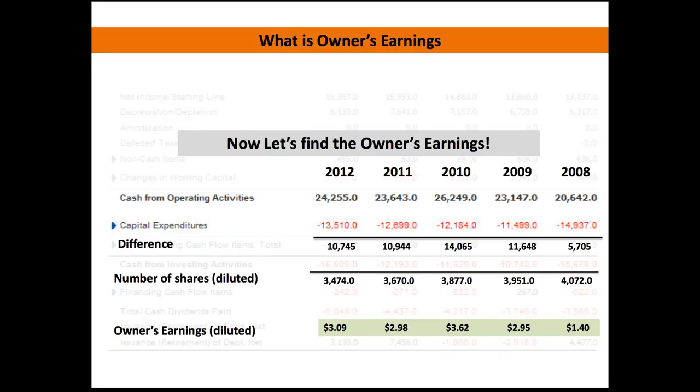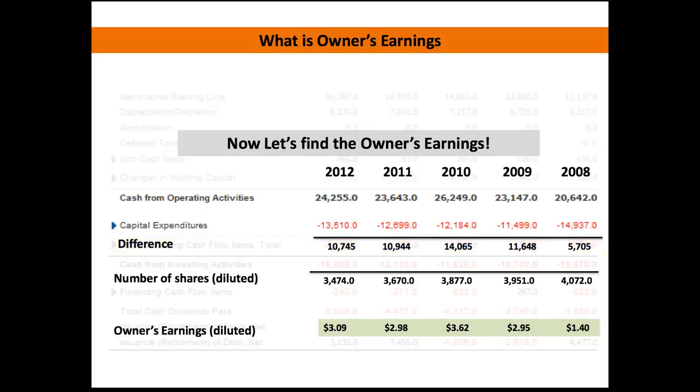Now you can see that the capital expenditures are already listed as a negative number, so you could technically say we're going to add them together, but all you're doing is finding the difference between those two numbers if they weren't listed as negatives on this particular sheet. So when we do that, we come up with 10,745 for 2012, all the way through 2008, where it's 5,705. Those numbers are obviously in billions because we've dropped all the zeros off of them, but that difference is your owner's earnings.